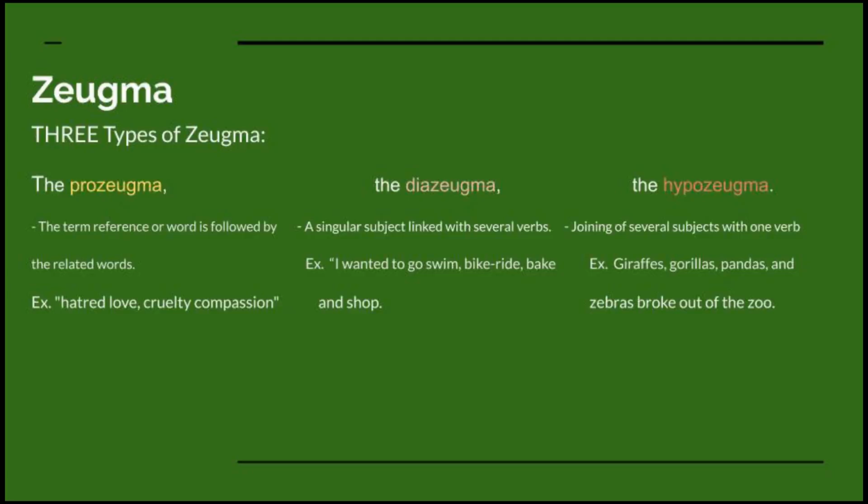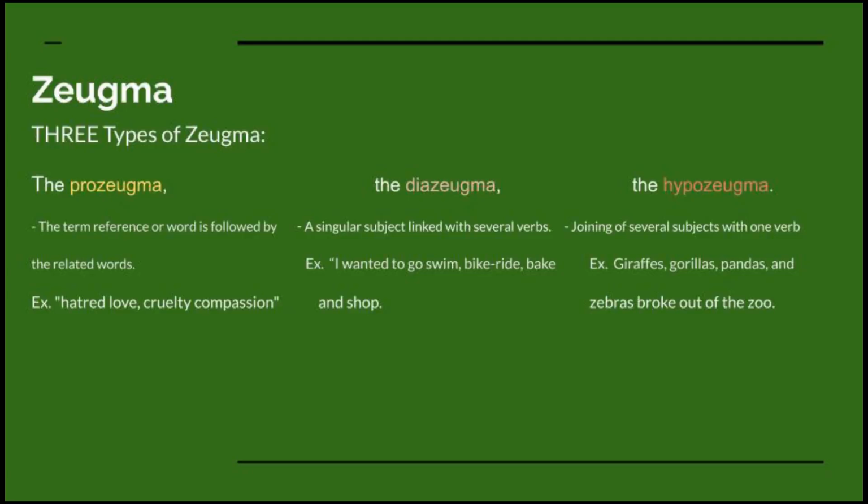The first type, or prozeugma, is a term reference or word that is followed by the related words. To understand this better, an example might be hatred, love, cruelty, compassion. This type combines 2 different words with opposite meanings and evokes emotion into the reader, along with deep thought. The next type of zeugma is a dizeugma. This type combines a singular subject with several verbs.